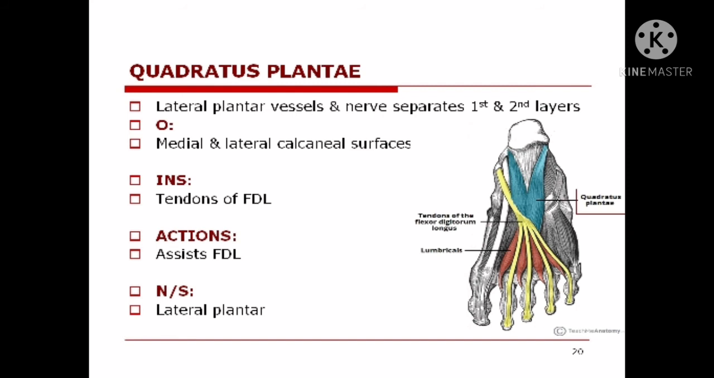So the quadratus plantae is the first muscle in the second group, and it arises from the lateral and medial calcaneal surfaces. Its insertion is in the tendons of the flexor digitorum longus. You can see in the diagram shown by yellow tendons. The action is to assist the flexor digitorum longus tendons, and the nerve supply of this muscle is the lateral plantar nerve.